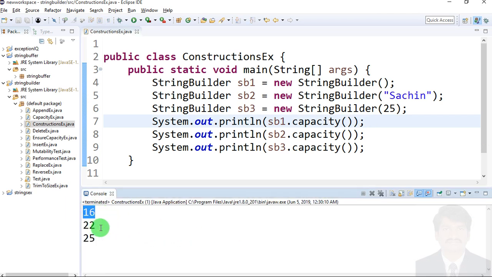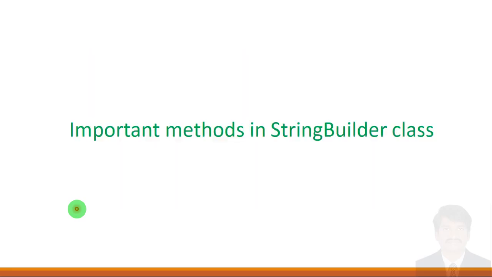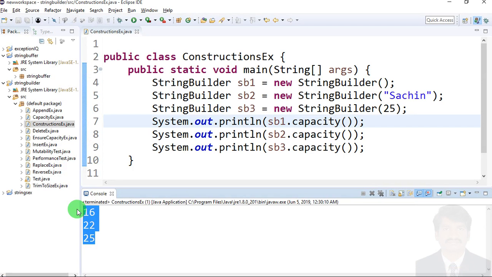Printing 16, 22, 25. Let us see the important methods in StringBuilder class. Public int capacity is used to return the current capacity.